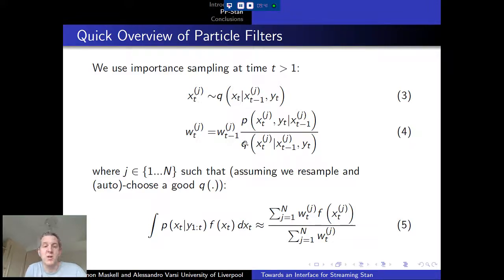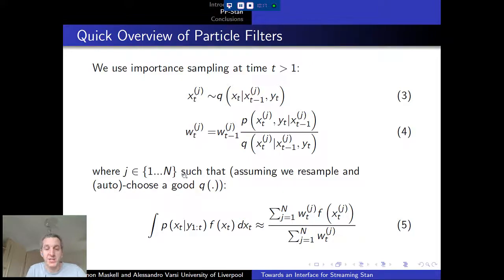So if inside PF Stan we calculate and draw samples from Q and can calculate Q on the bottom, and we've got a Stan file that describes P on the top, the SMC, so the particle filter can calculate the weights recursively and calculate the samples recursively. So if we have that, we get weighted samples x_t^j, y_t^j for all j from 1 to n, where n is the number of particles or number of samples we have.